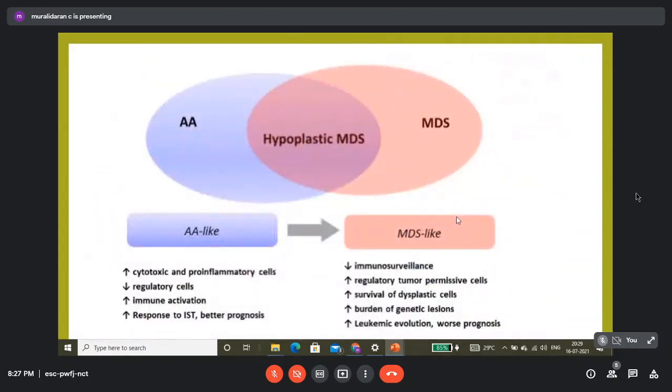As we mentioned in the last session, a hypoplastic MDS can behave like an aplastic anemia, or it can behave like an MDS. The treatment is totally different for both. In aplastic anemia, they will give immunosuppressive therapy like ATG, that is anti-thymocyte globulin infusion, or we can give cyclosporine. And in MDS, we have to treat like an MDS patient because there is more chance of leukemic transformation, so they might require hematopoietic stem cell transplantation.